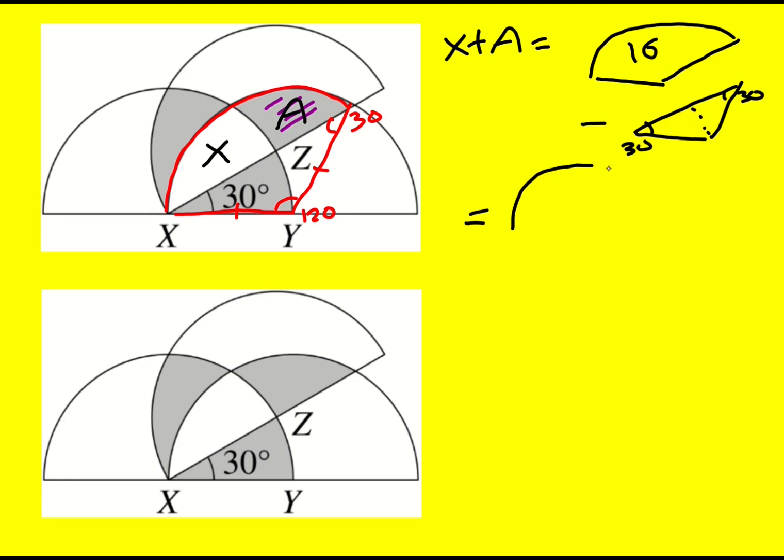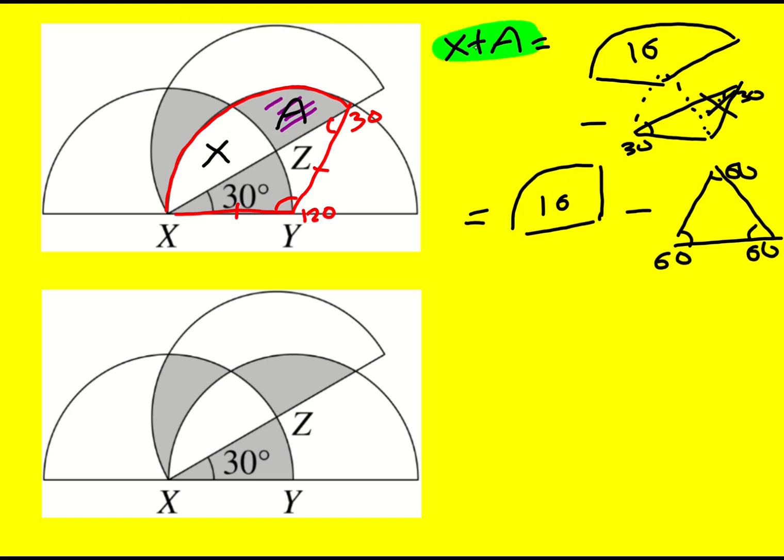But note, this isosceles triangle can actually be turned into an equilateral triangle. So I've got my sector. And if I bring this one round, it's going to end up having 60, 60, and 60. I get rid of this and move it here to create that equilateral triangle. So just going to highlight this: X plus A, and that's what I want to find. A is equal to 16 minus an equilateral triangle.